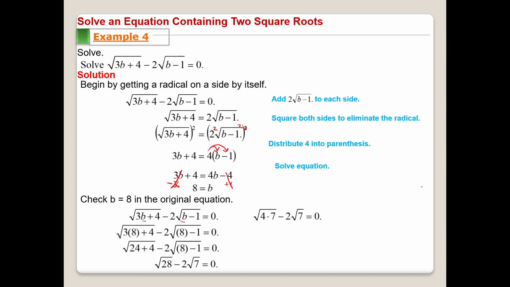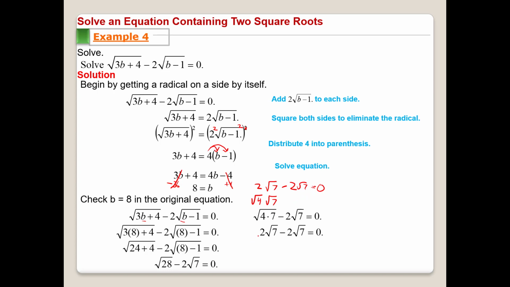Now look at that. If we do this and say square root of 4 times the square root of 7, well, square root of 4 is 2, right? And then we'll still have a square root of 7. So then that would be 2 square root of 7 minus 2 square root of 7 equals 0. This looks like it's going to work out pretty good, huh?